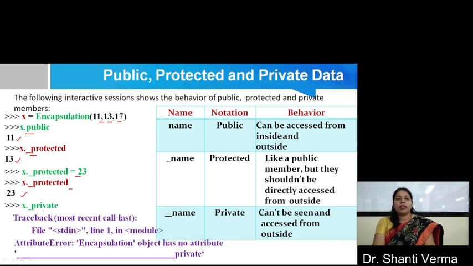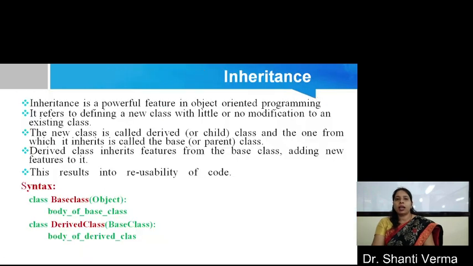But if I write x dot underscore private, it gives you an error that the Encapsulation object has no attribute private, so you cannot access this variable outside the class. So basically, if you use one underscore sign, the variable is protected, and the behavior is like a public member, but it shouldn't be directly accessed from the outside. If you write two underscore signs with a variable name, that is private, and you can't see and access it from the outside. And if you write a variable name without any underscore sign, then it means it's public and you can access it from inside and outside the class.